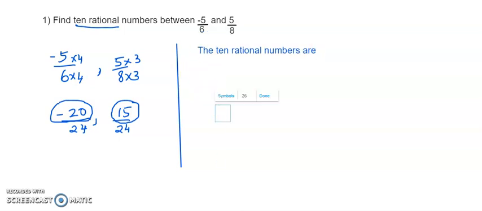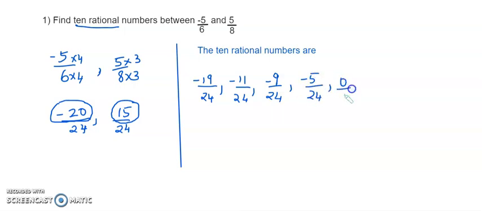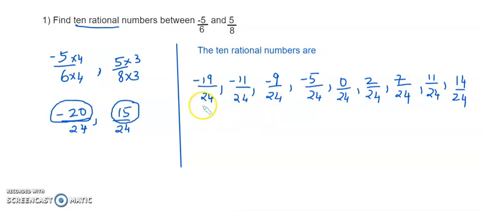I can take any 10, right? So, I'm going to take negative 19 over 24, negative 11 over 24, negative 9 over 24, sorry. Then I can take any other number. I can even take 0 over 24. So negative 5 over 24, 0 over 24, 2 over 24, 7 over 24. I think I need 2 more, right? I can take 11 over 24 and 14 over 24. Correct? So if you observe, I've written the denominator same. So they have to be like fractions.